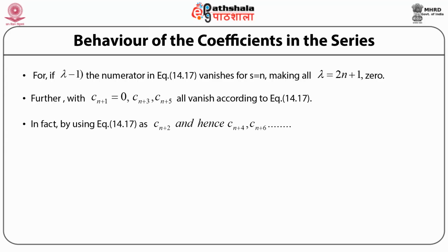In fact, by using equation 17 as Cs minus 2 divided by Cs is equal to S into S minus 1 divided by 2s minus 2n minus 4, we see that cn minus 1, cn minus 3, and the further terms also vanish.